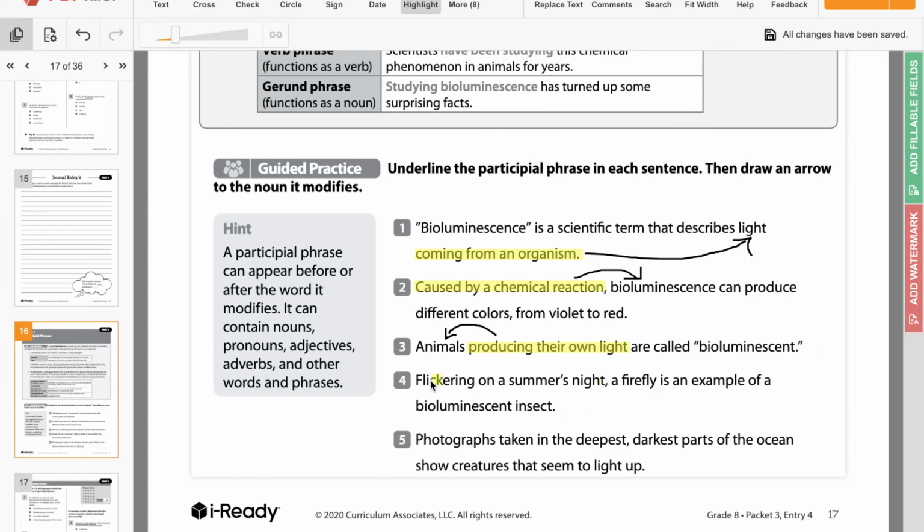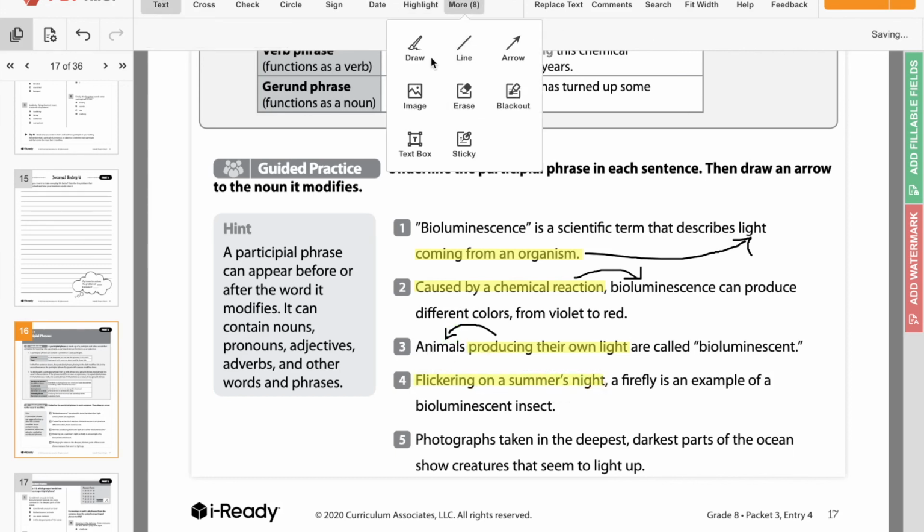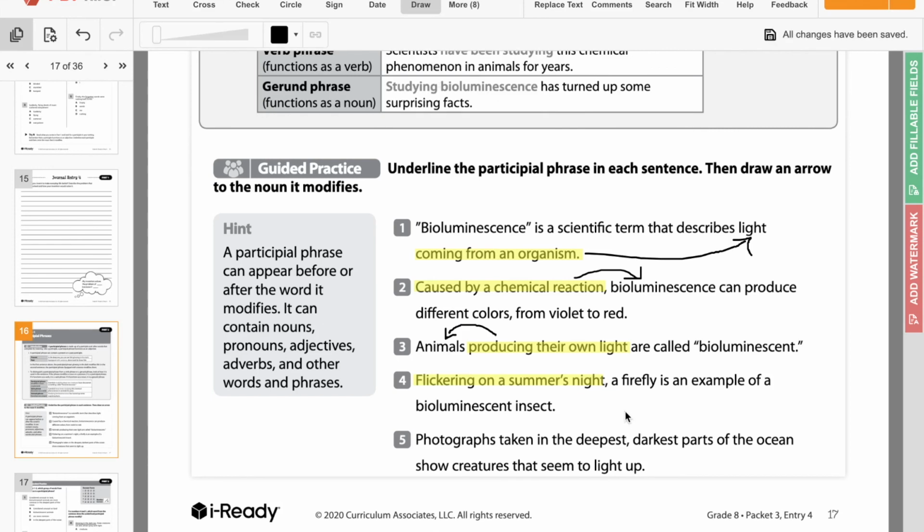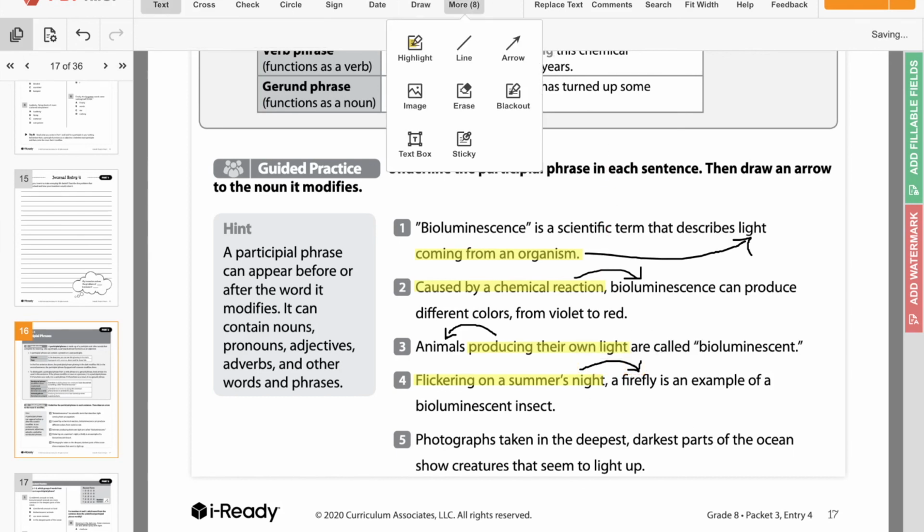So we have only the word flickering, so that's going to be our participle. Now, what is our participle phrase? Again, if there's a comma, it's usually going to end at that comma. So flickering on a summer's night. What is flickering on a summer's night? The firefly. Right. So it is modifying the word firefly.